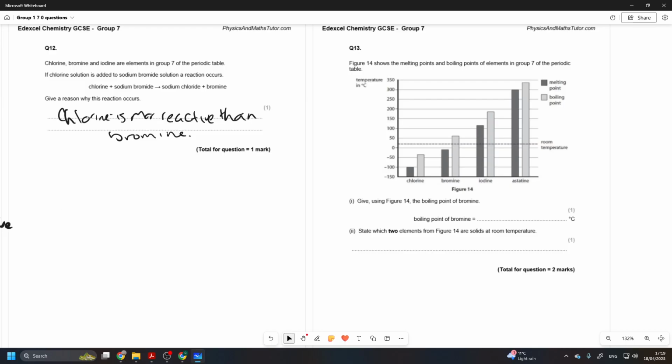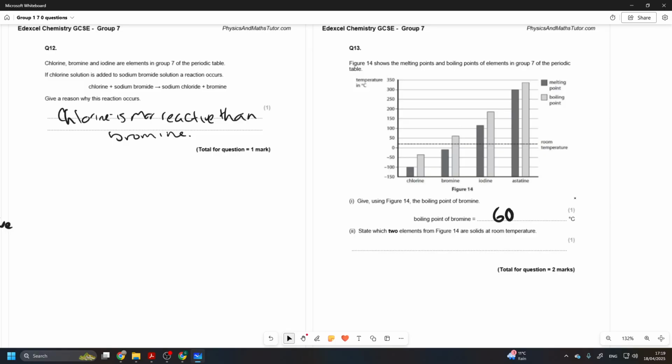Right, this next one involves you reading off a graph. It says, using figure 14, give the boiling point of bromine. Okay, the scale is not fantastic, but you've just got to give a number that's somewhere in and around where it is. So it's a little piece above 50. It's not quite the 100. I would say a nice round number there would be about 60.